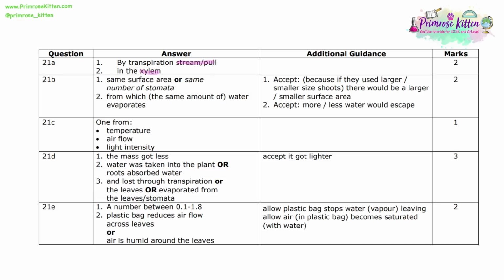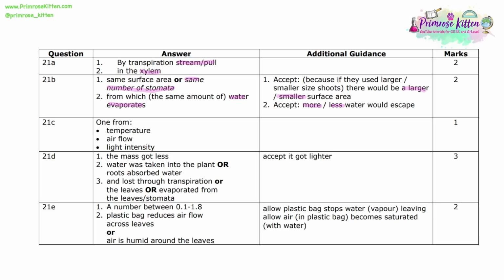For B, you've got same surface area or same number of stomata, because they equate to the same thing. Or you could say if they use a different size of shoot, there could be a larger or smaller surface area. So just linking the idea of a different leaf or different number of leaves, or different larger or smaller surface area of the leaves. And then you need to link that idea that if you've got a larger surface area or more stomata, or just a different surface area or a different number of stomata, then you've got the same amount of water, or the water needs to evaporate from there. And you can say that a bit easier by saying either more or less water will escape from those stomata or that leaf surface area.